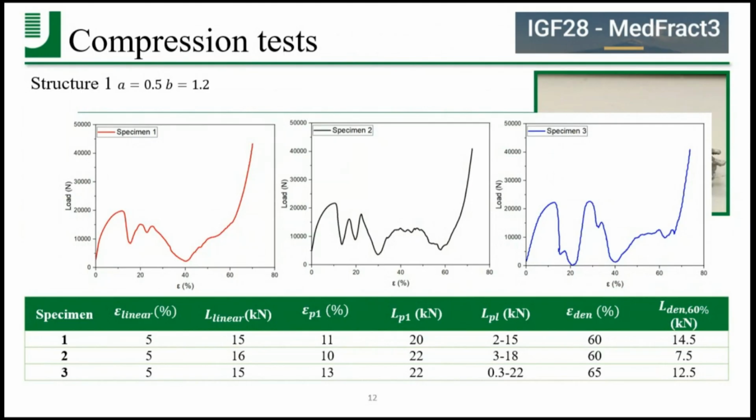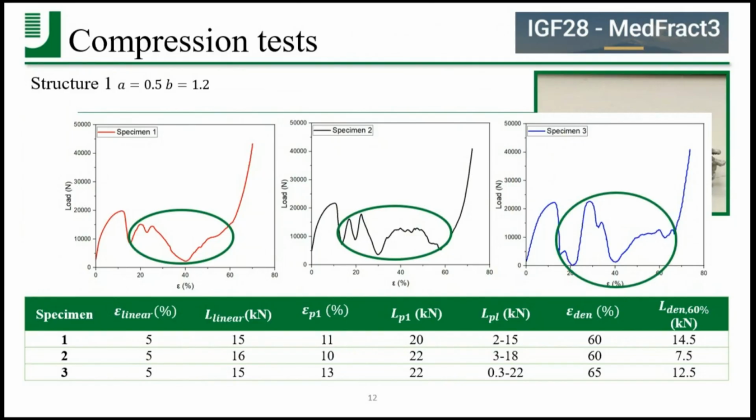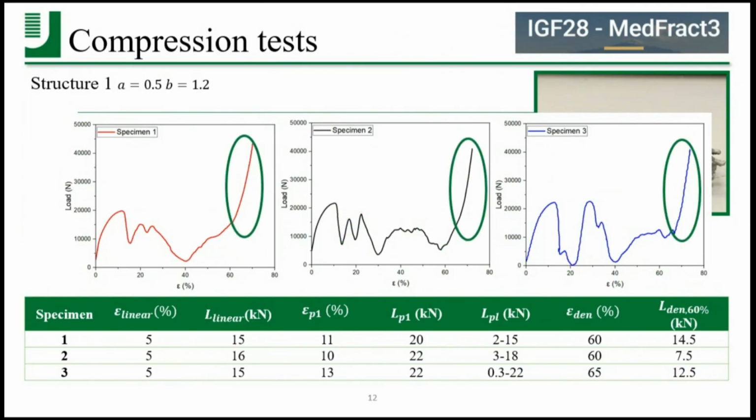In the load strain diagram, we can see the typical mechanical behavior of cellular structures: the initial elastic region, a plateau with load fluctuation due to the progressive collapse of the cells, and the final densification. In the table, we can see the main mechanical parameters, and from these values, we can see the good repeatability of the test.